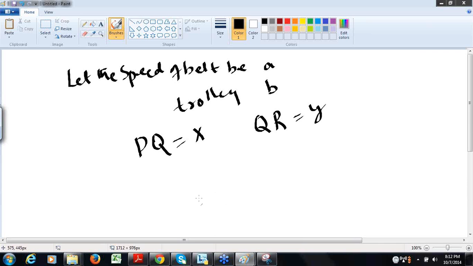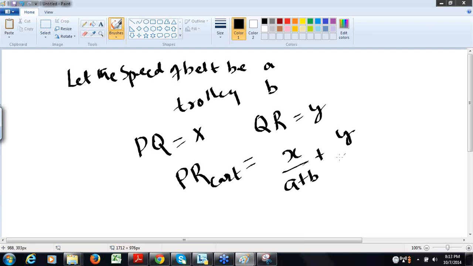So the time taken by cart to cover PR will be what? X upon A plus B plus Y upon B minus A. Distance upon relative speed, distance upon relative speed.